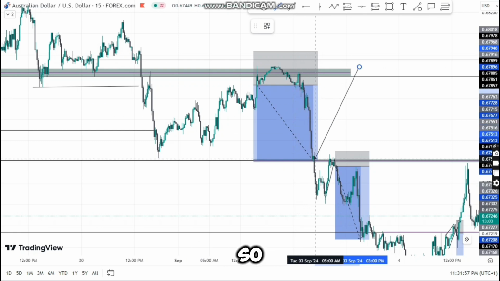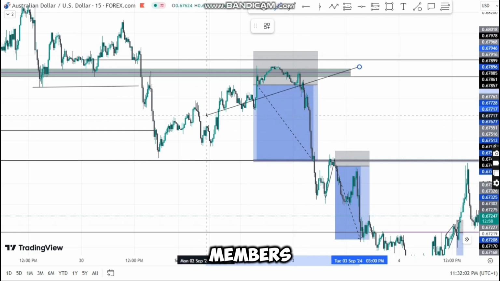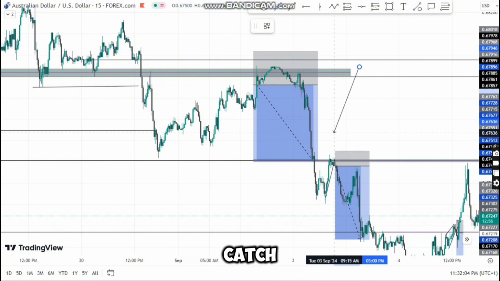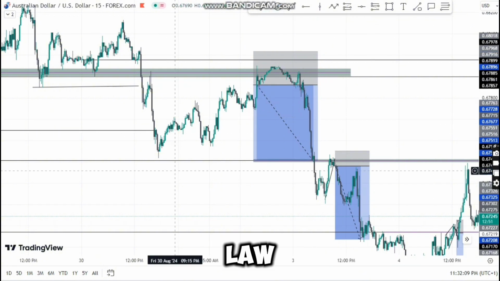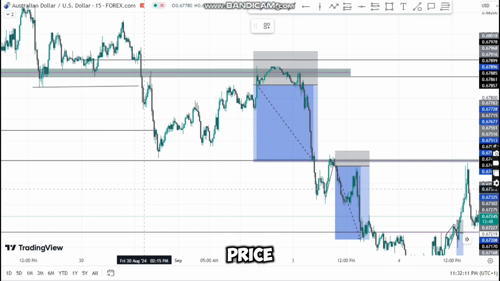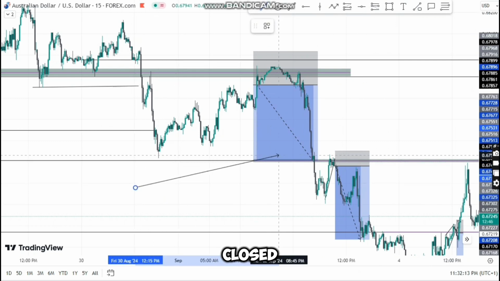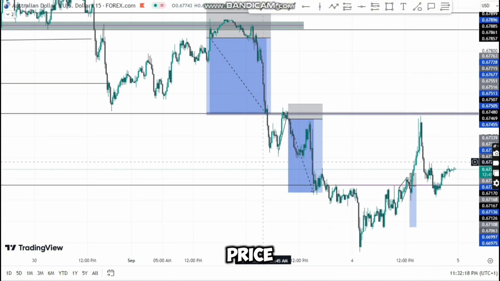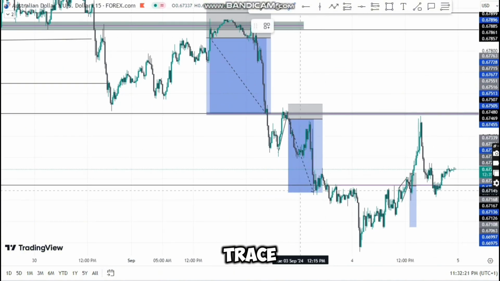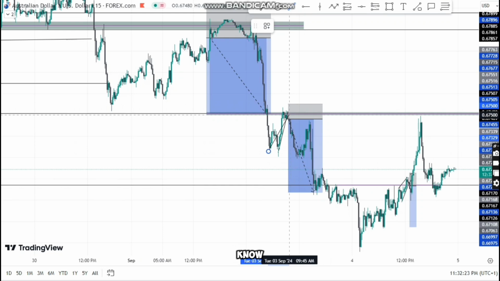The drop was so massive. I was able to catch all this move, and my members in my group also were able to catch all this move. When price was at this low, I closed my trade. When I closed my trade, I waited for price to retrace back again to this key zone.